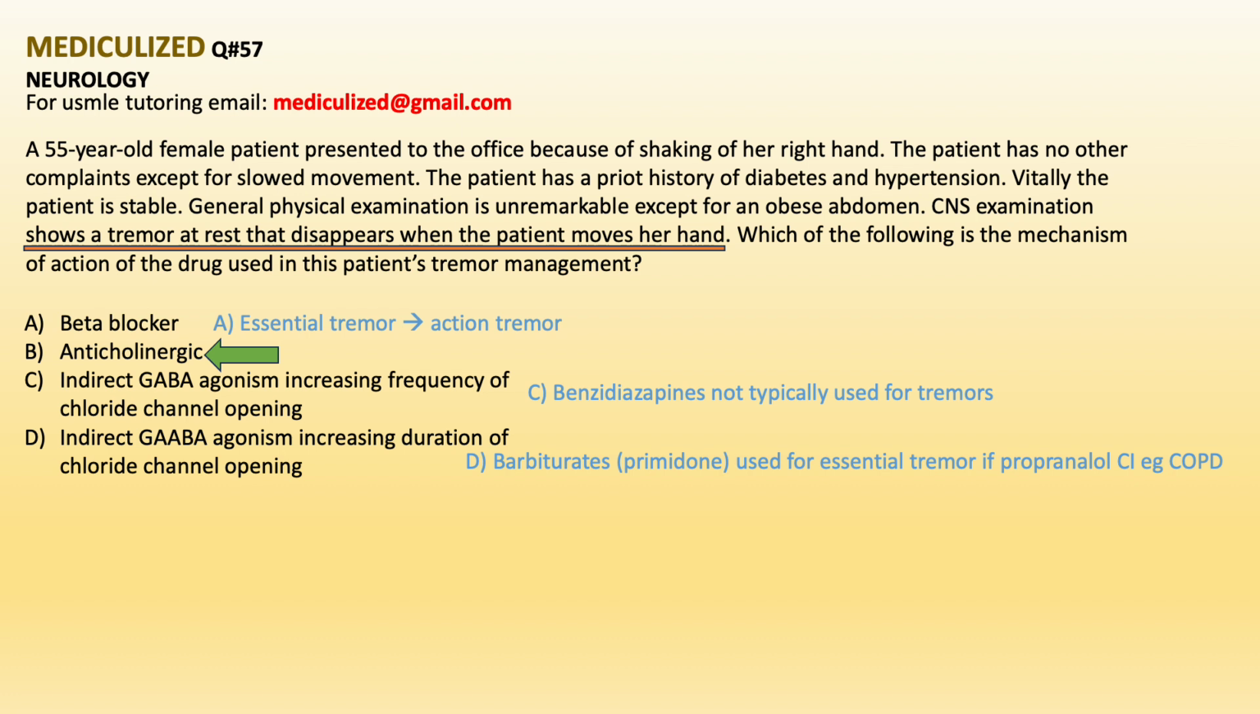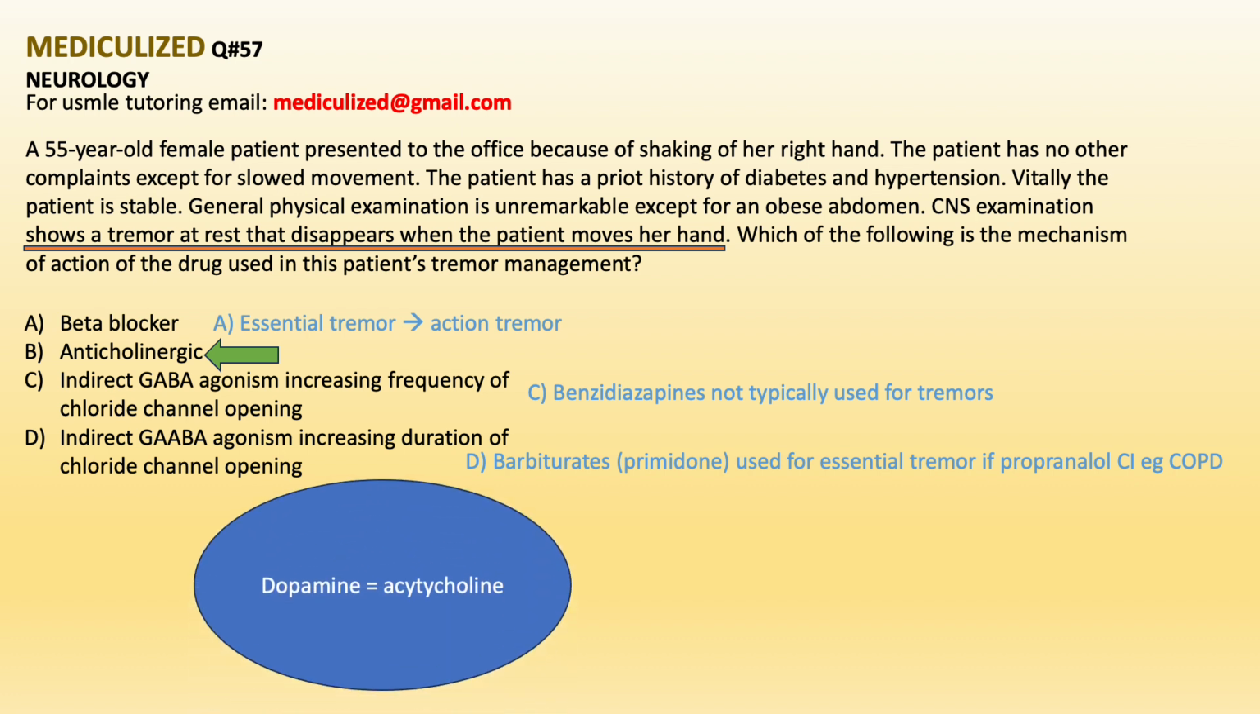For example, COPD patients cannot use propranolol because of the beta blockade, because it can cause spasm of the bronchial smooth muscle. That's why in COPD or asthma patients, beta blockers are not used, and in essential tremor, you can then use primidone, which is a barbiturate that increases the duration of opening of chloride channels. One way to remember this: the duration is barbiturates. Knowing the mechanism of barbiturates is important for Step 1 and also for Day 1 of Step 3.